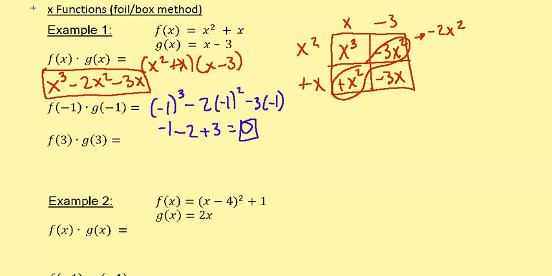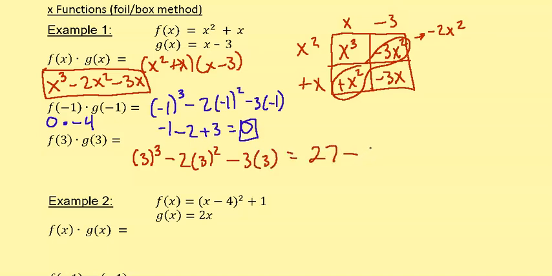So 1 plus negative 1, that's 0. Negative 1 plus negative 3, that's negative 4. 0 times negative 4 is also 0. Okay, let's find f of 3 times g of 3. Plug in 3 for x, wherever you see x. So we have 27 minus 9 times 2 is 18, and then minus 9. And that gives you 0.